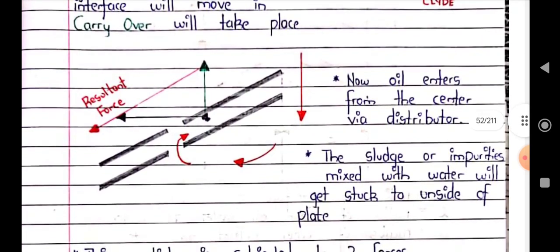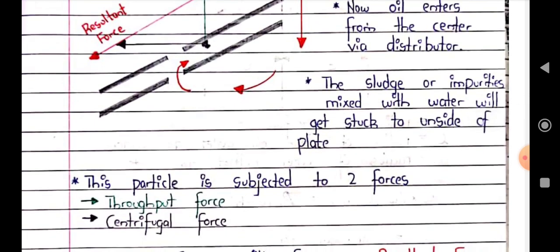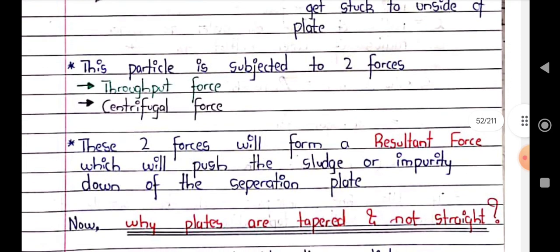So oil enters from the center via the distributor. The sludge or other impurities mixed with water will get stuck to the underside of the plate. This particle is subjected to mainly two forces: centripetal force and centrifugal force.